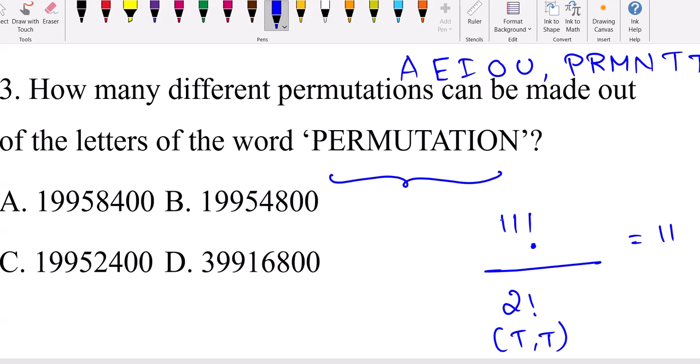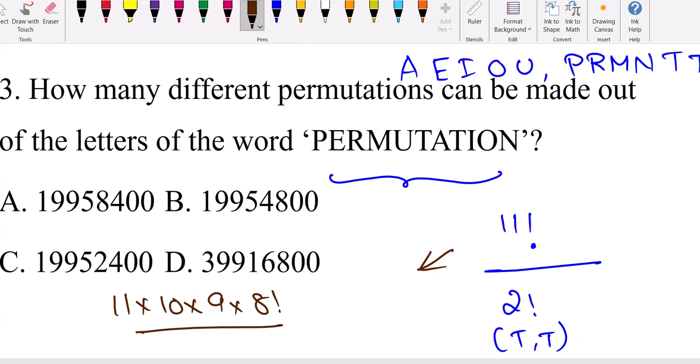Calculations are pretty much okay to focus on. So I am writing this. Let's say a calculator is not allowed. Then what can I do? 11 into 10 into... I already know the value of 8 factorial; 8 factorial is 40,320. But even without that, let me cancel the denominator 2 with the 10. Now my answer should be 11 into 5 into 9 into 8 factorial.